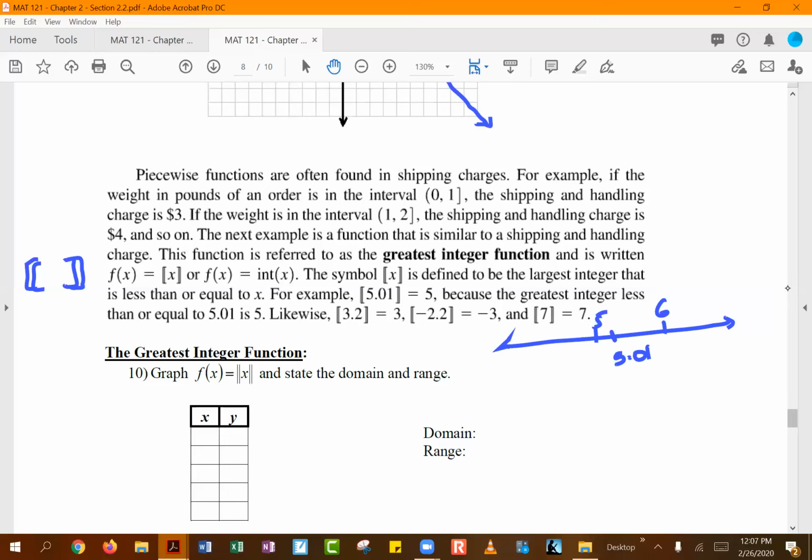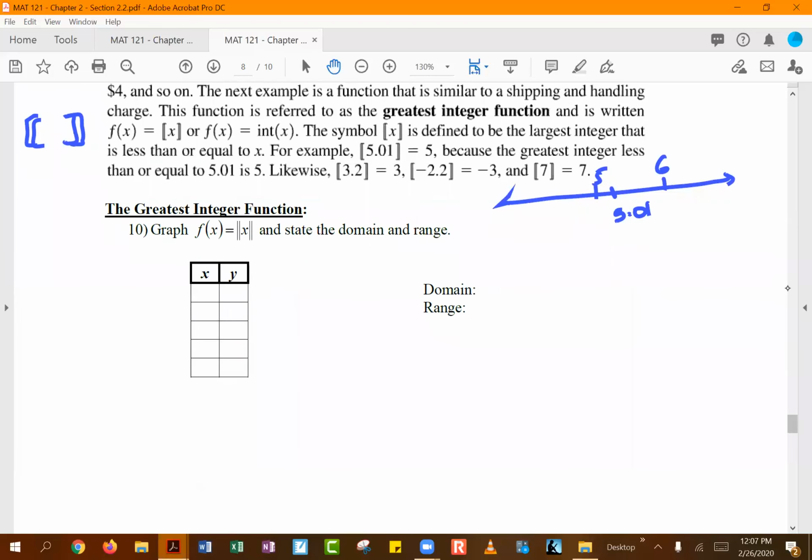If it's an integer itself, that's actually where that equal to part kicks in. So if it's 7, it will be 7. If it's -2, it will be -2. But if it's anything which is a decimal, then you have to see which integer is less than that number, okay? So how do we translate that into trying to graph this? Now this will be the interesting part we'll have to look at.